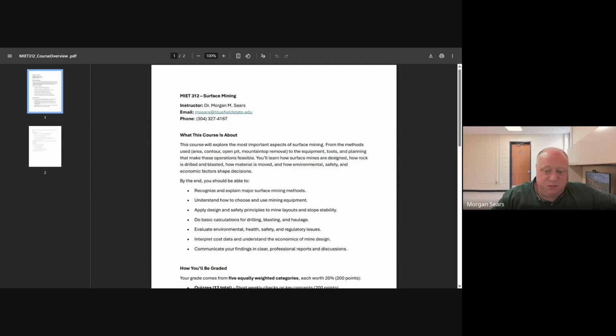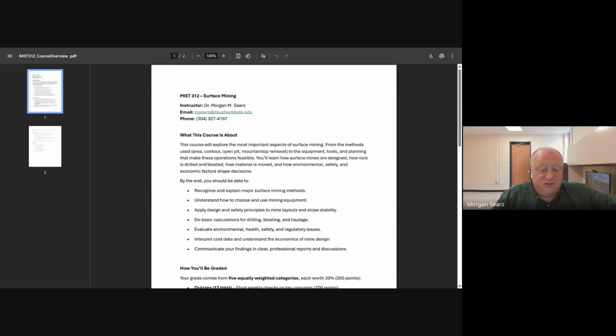And then evaluating environmental, health, safety, and regulatory issues. That's a big part of both surface mining and underground mining as well, even surface areas of underground mines, right? A lot of times we're using similar techniques, right? A valley fill and an impoundment, and that sort of thing.